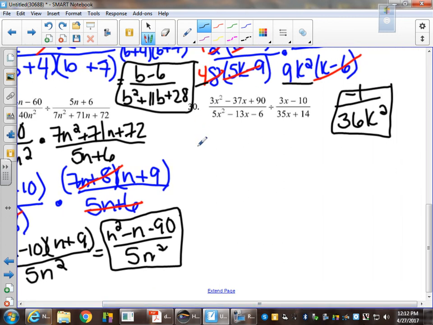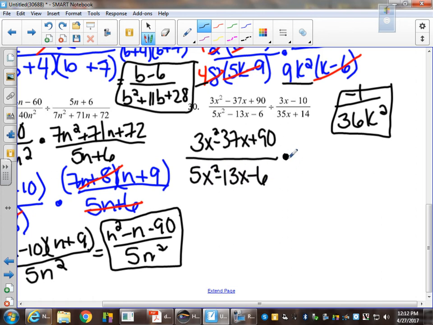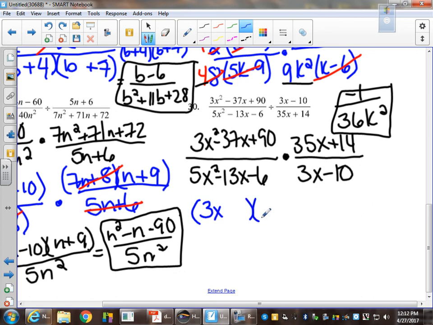Last but not least, we will keep our first fraction. Change our sign and flip our last fraction. Now let's factor everything. We can factor our numerator of our first fraction, 3x and x. And we're going to be using 10 and 9. Our 9 is going to go here, 10 is going to go here. 10x, 27x. In order to get to negative 37, they both have to be negative.